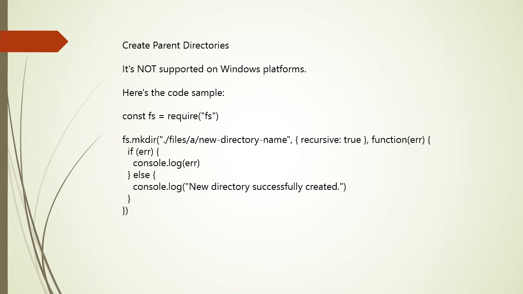So the code will create a new directory at a path of files/a/new-directory-name, whether or not the files or files/a directories exist already. If they don't exist, fs.mkdir will create them along with the new-directory-name directory. Other than that, the code works the same as the basic example from the last slide.